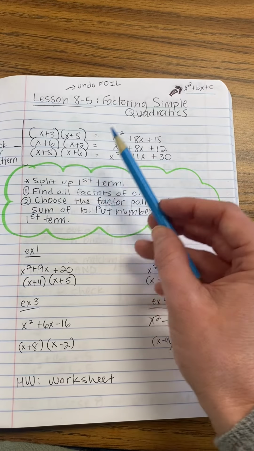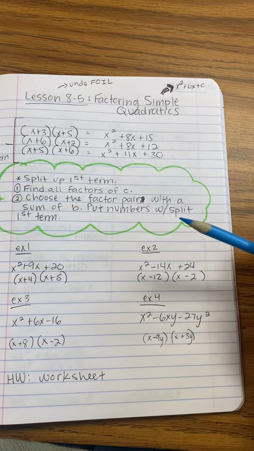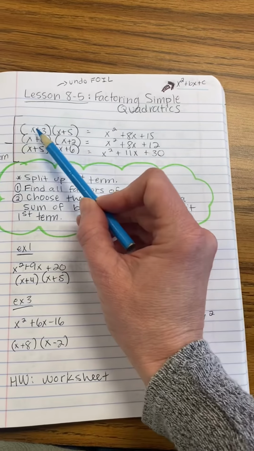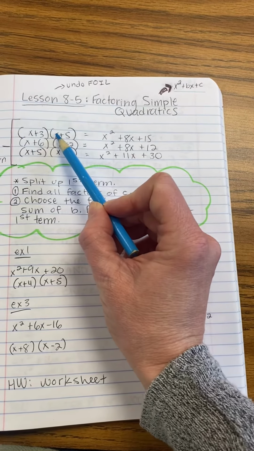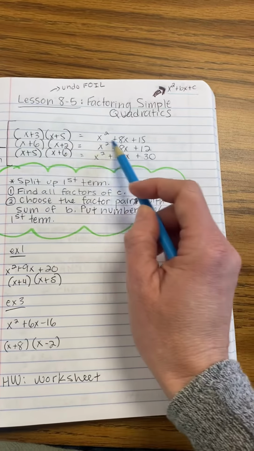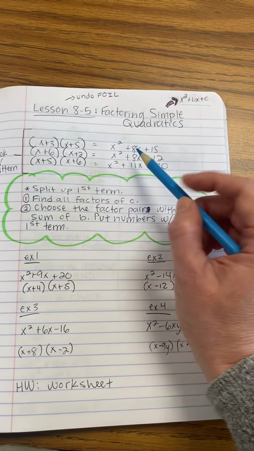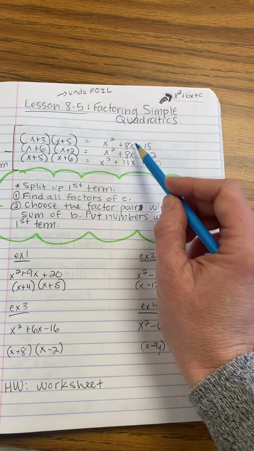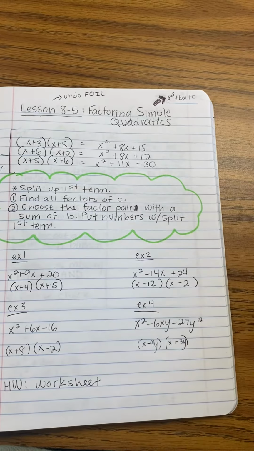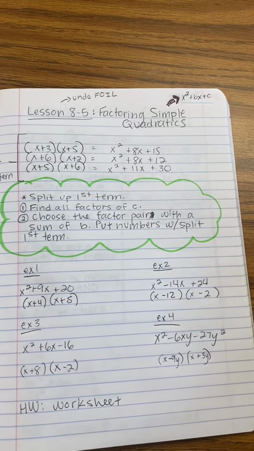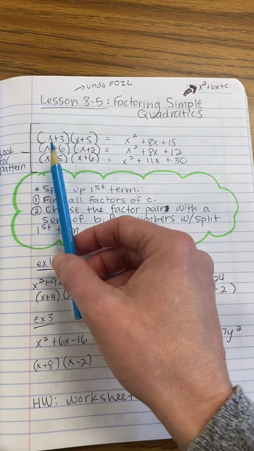For this lesson we are doing the opposite of foiling. So you guys remember last week, first, outer, inner, last would get us this trinomial. Well, today we're going from the trinomial back to the factored form. So I want you to look at these, and hopefully you can see a pattern here with these numbers.